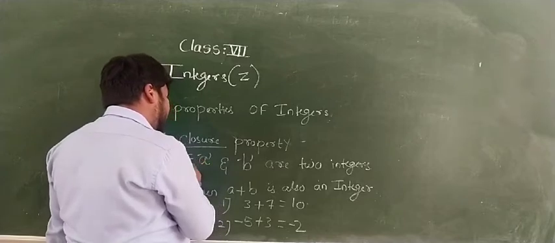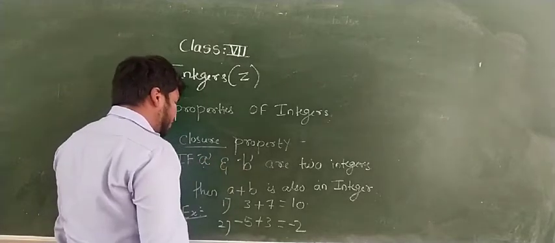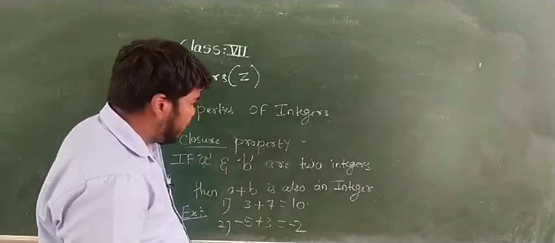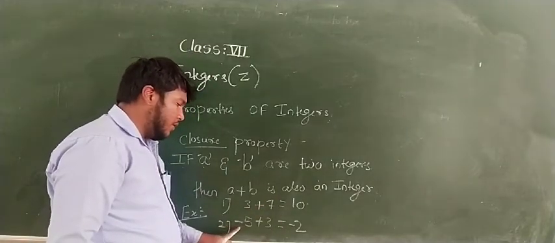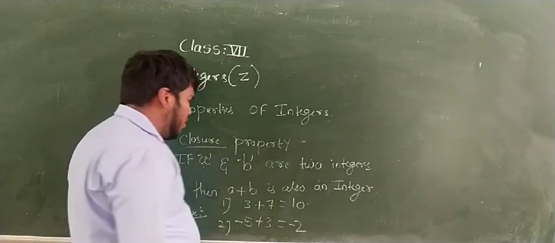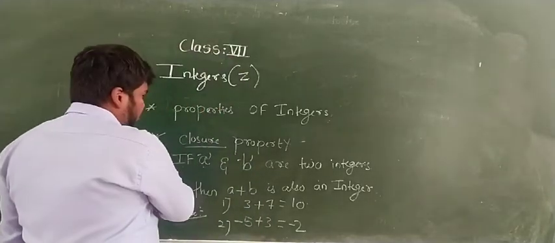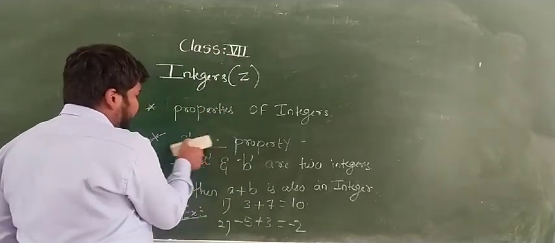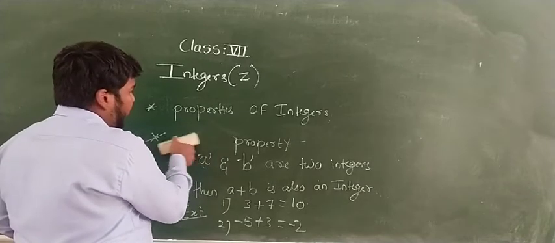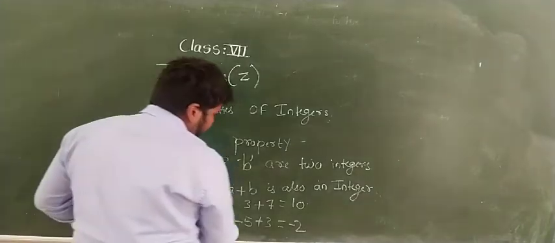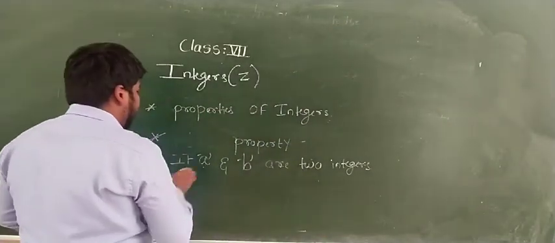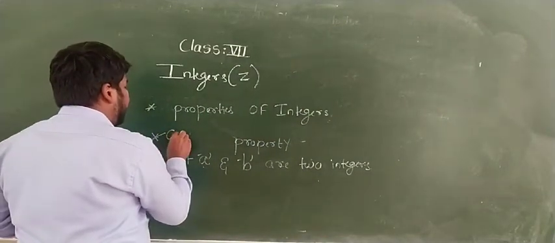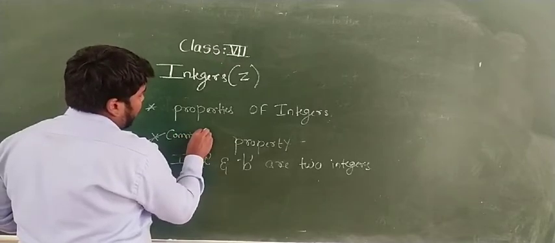Closure property says if A and B are two integers, then A plus B is also an integer. Then 3 plus 7 is equal to 10, minus 5 plus 3 is equal to minus 2. Okay, next property you are having is commutative property. So we'll write this next as commutative property.